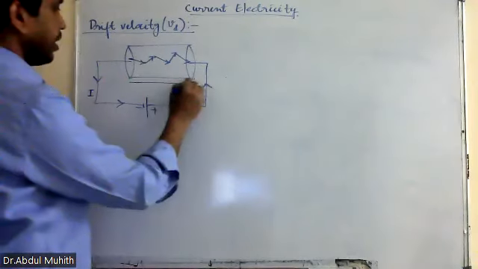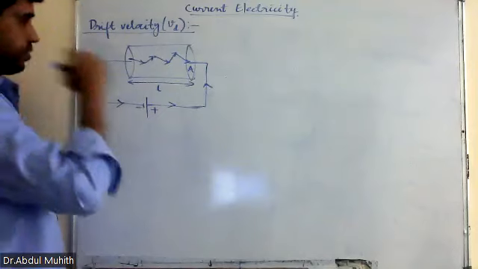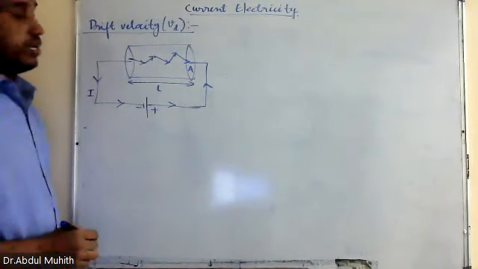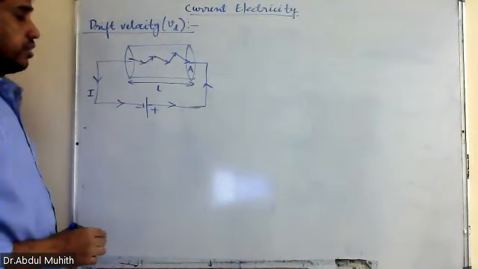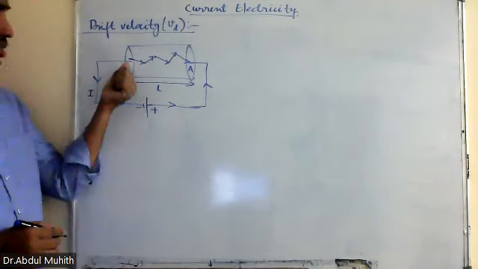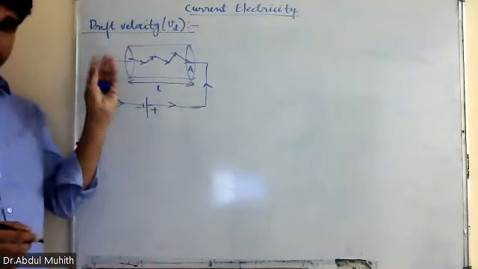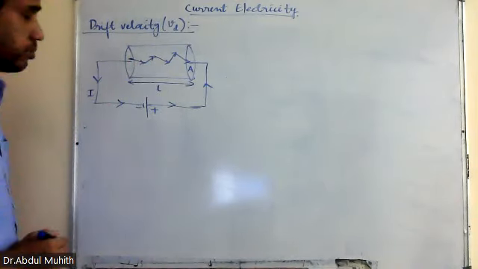The total length of the wire is L. And capital A is the area of cross section of the wire. I is the current flowing through the wire. These electrons will collide with the atoms present in the substance, and at last they make some displacement. That displacement is equal to L.